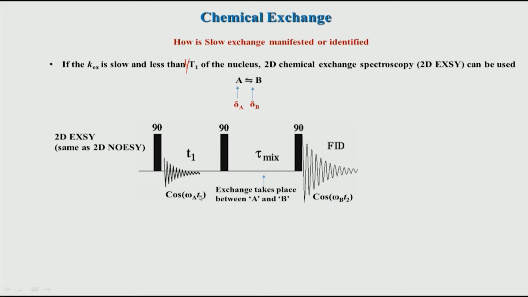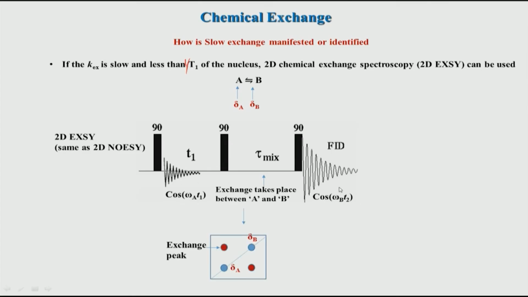Same thing will happen with B. Suppose there is a population of B, it will get exchanged with A, and A will come here. So that will be cosine omega B T1 cosine omega A T1 T2. So, therefore, you can have both possibilities, A going to B or B going to A.